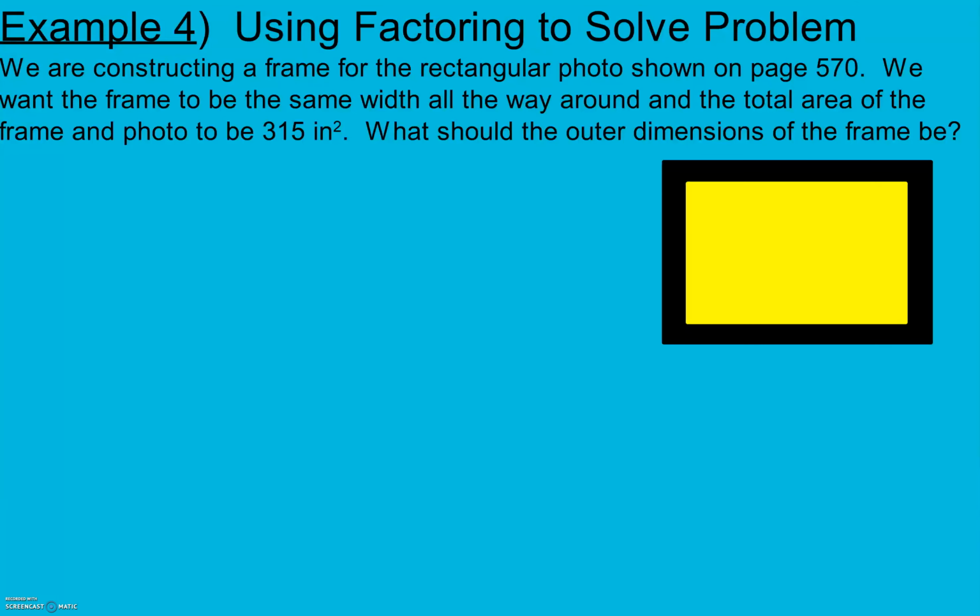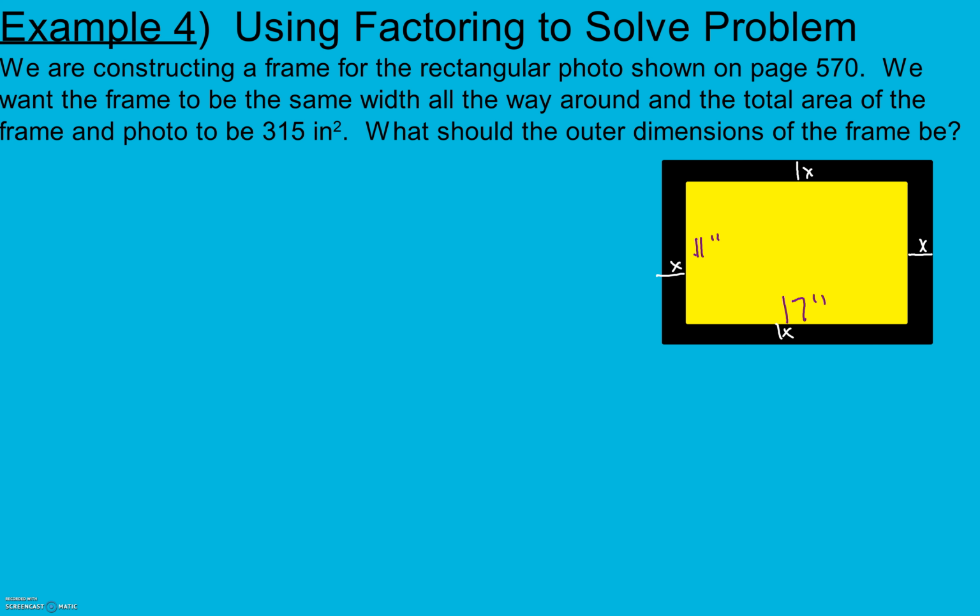In example 4, we're constructing a frame for the rectangular photo shown on page 570. Here, this is 17 inches by 11 inches. And our frame is the same width all the way around. So each of these are x. We don't know what that width is, but we know it's all the same. We want to know if the total area of the frame and photo is 315 inches squared, what should the outer dimensions of the frame be?